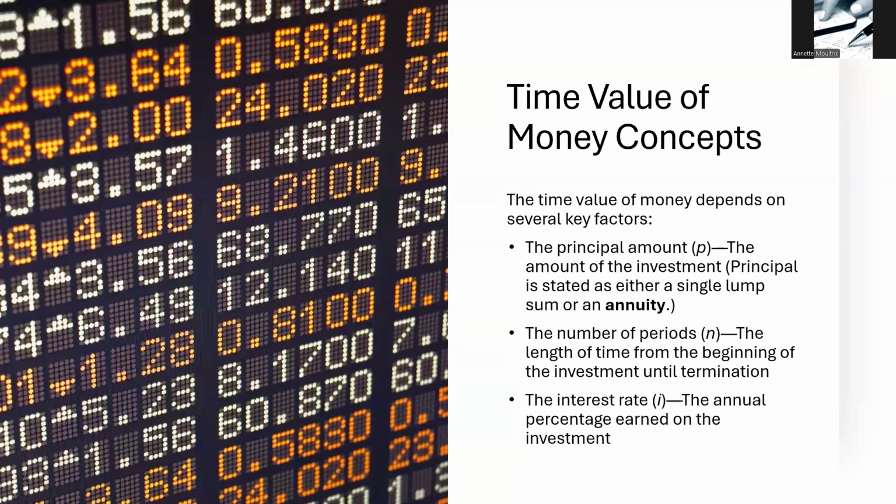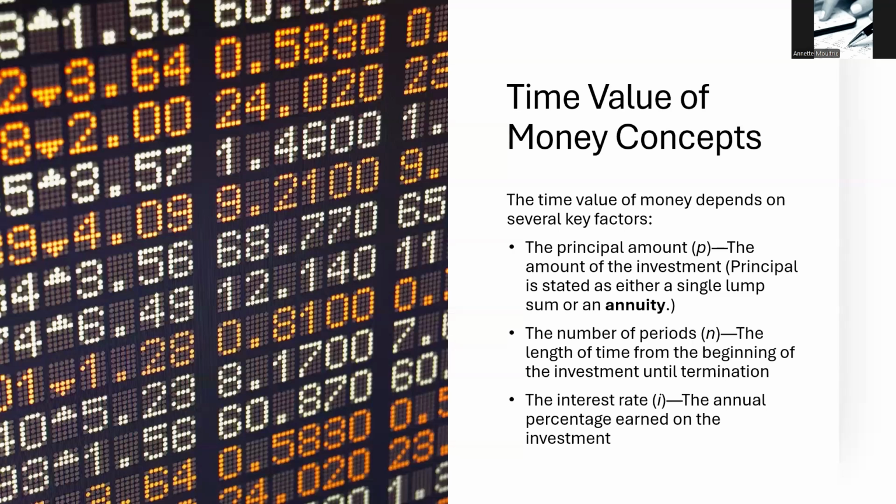The time value of money depends on several key factors. 1, principal amount. 2, the number of periods. And 3, the interest rate. Now, the principal, which is represented by the letter P, refers to the amount of the investment or borrowing. Because this series deals with capital investments, we primarily discuss the principal in terms of investments. However, the same concepts apply to borrowing, such as mortgage payable and bonds payable, which we cover in financial accounting.